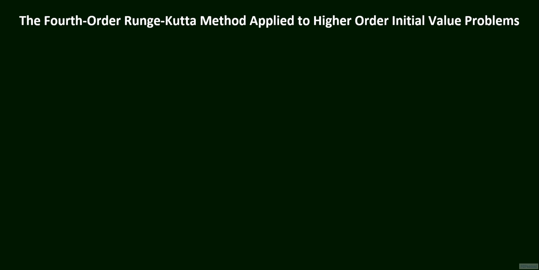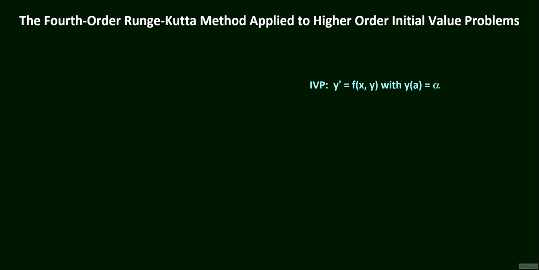In this lecture, we show how one can adapt the fourth-order Runge Kutta method for first-order initial value problems, or IVPs, to higher-order IVPs. Let us first talk about the first-order initial value problem, where y prime equals f of x, y, with the initial condition that y of a equals alpha. We are assuming that y equals y of x.